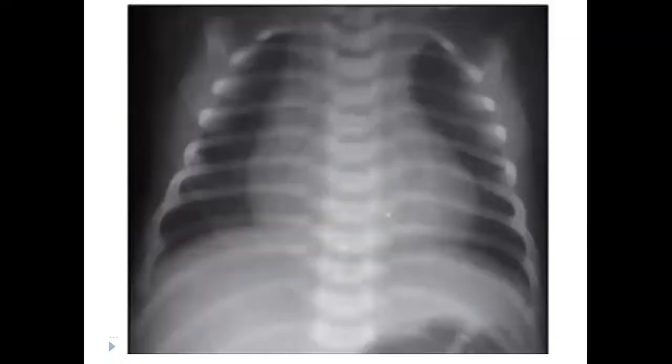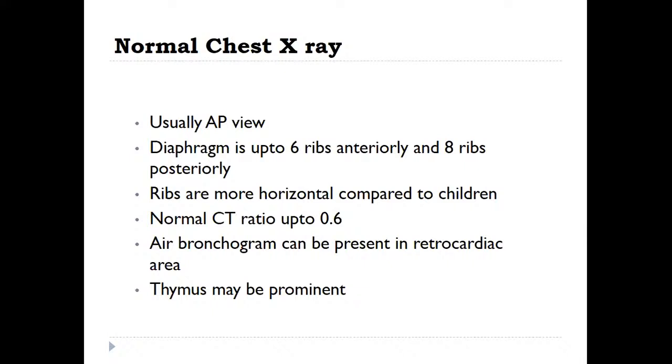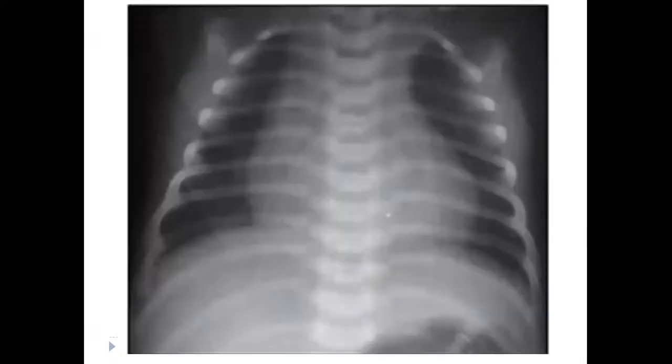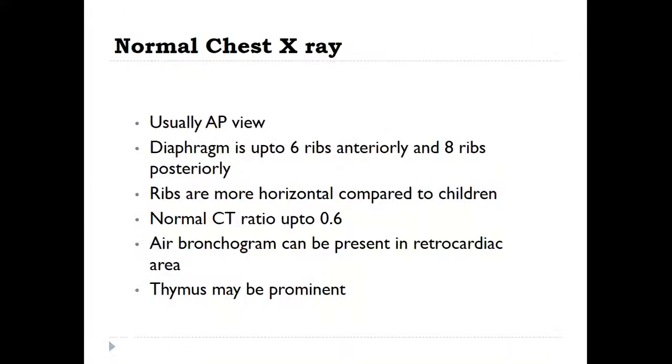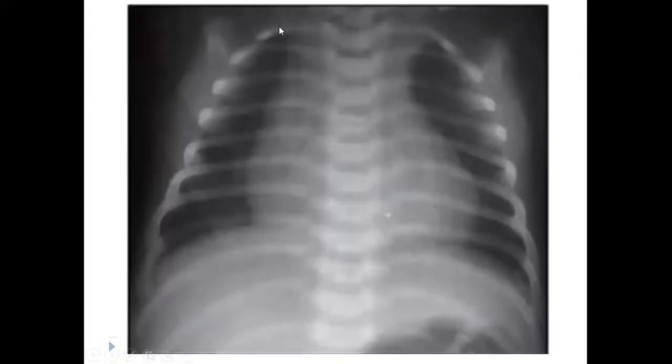So now we discuss a few case scenarios. So what is the X-ray? This is actually a normal X-ray. The normal X-ray we usually take in the newborn is the AP view. So this is an AP view of the X-ray. Then we see the diaphragm is up to the 6th rib anteriorly and the 8th rib posteriorly. Here we can see this normal X-ray.